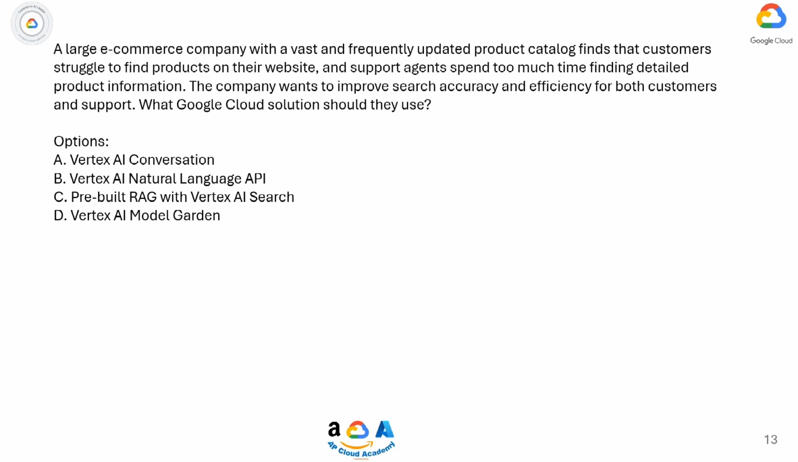Options. A. Vertex AI Conversation. B. A Vertex AI Natural Language API. C. A pre-built RAG with Vertex AI Search. D. A Vertex AI Model Garden. Answer, C. Pre-built RAG with Vertex AI Search.